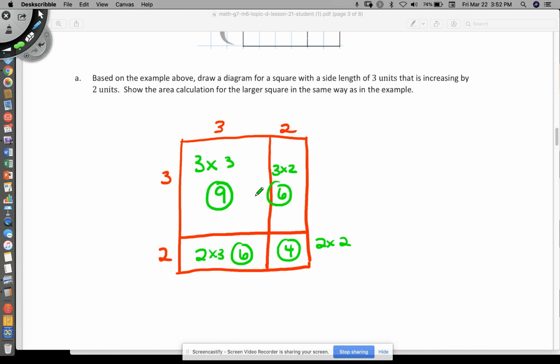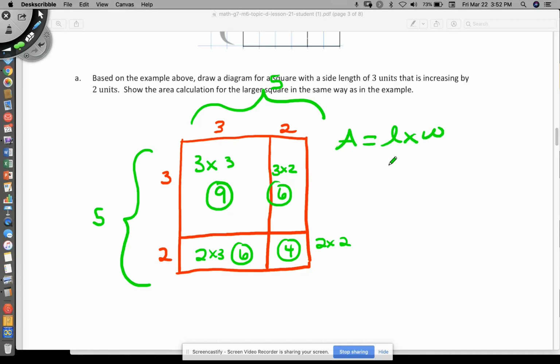Now again, I could do 9 plus 6 plus 6 plus 4, or I can see that this 3 plus 2 gives me 5, 3 plus 2 gives me 5, and I can say that my area is length times width, which is 5 times 5, which gives me 25 feet squared.